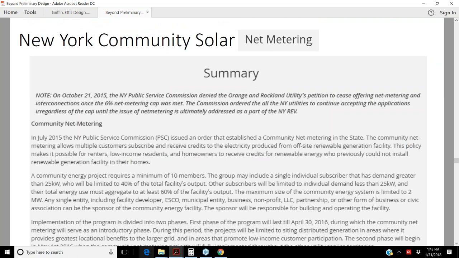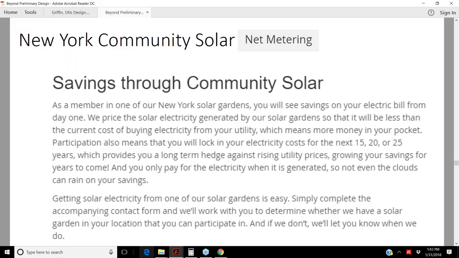And so in New York, that's allowed. You could have a community solar project that has a minimum of 10 members with a site host. The site host has certain requirements: a single individual cannot own more than 40% of the project. And so they get multiple people involved for a retail credit on the bill.